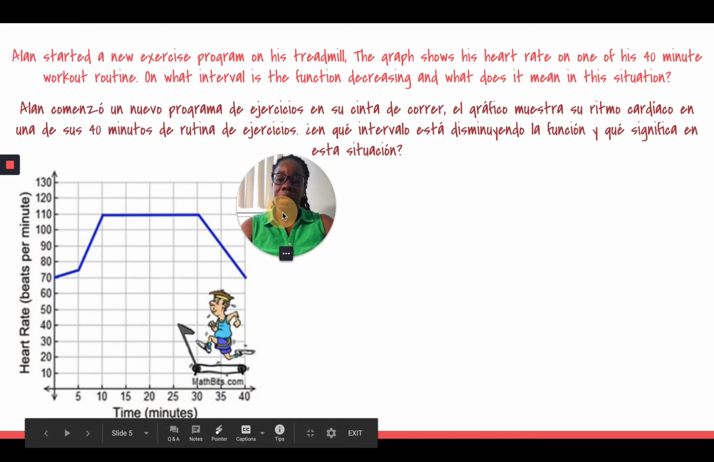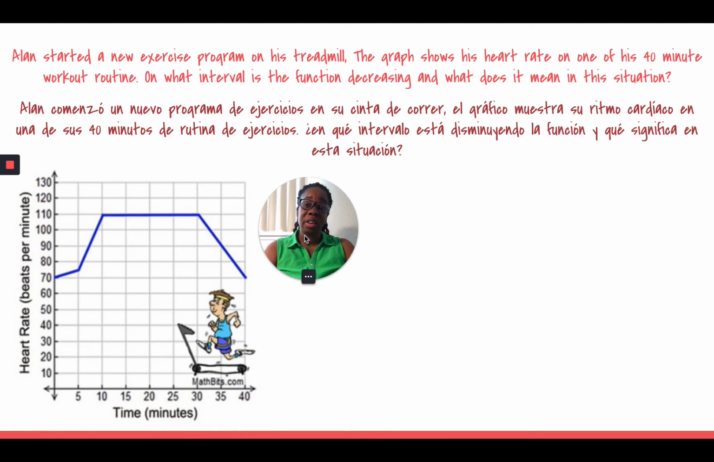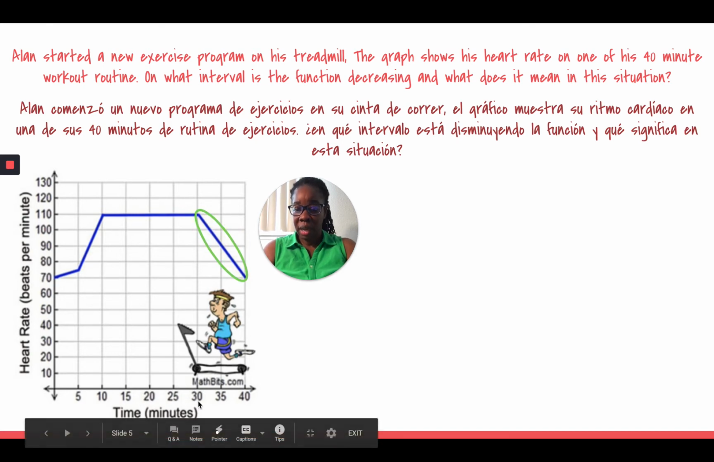All right, so let's look at this contextual problem. It says Alan started a new exercise program on his treadmill. The graph shows his heart rate on one of his 40-minute workout routines. On what interval is the function decreasing, and what does it mean in this situation? Remember, a function decreases if as x increases, the y or the output value is decreasing or getting smaller. We can clearly see that interval on the graph. It's right here, from 30 to 40.